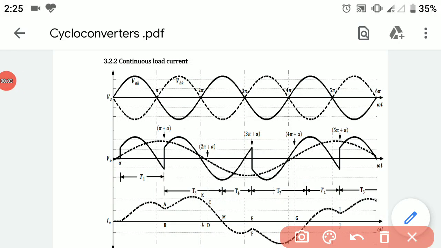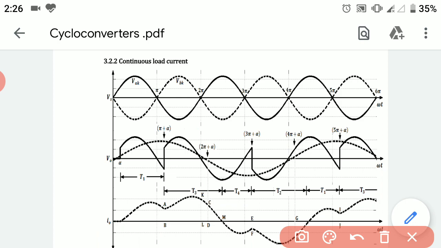This is the waveform for continuous load current in a cycloconverter using RL load. Here we can observe that there is no such discontinuity in the output current. The output current flowing through the load is continuous. There is no time slot during which we can say that output current is zero. Now, how can this discontinuity be removed?